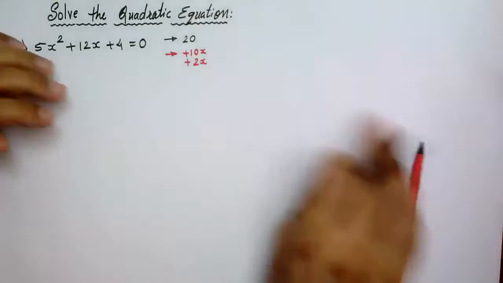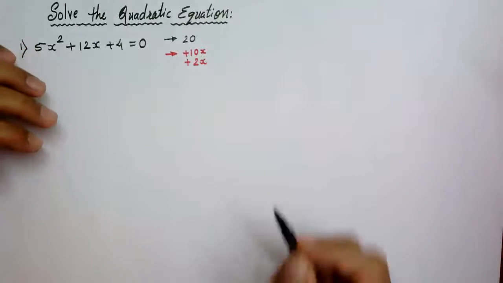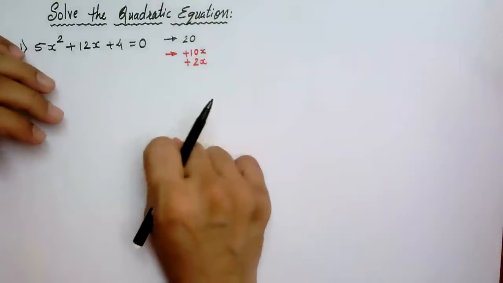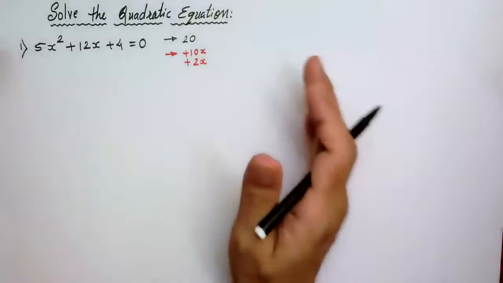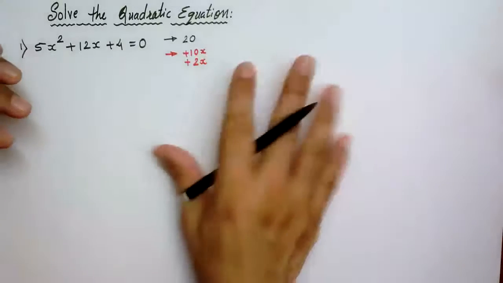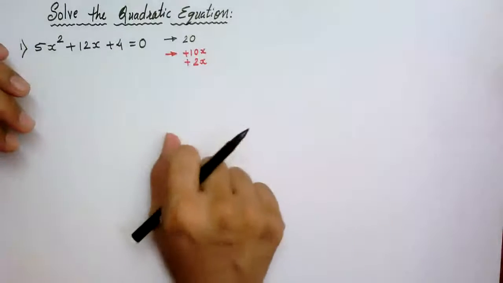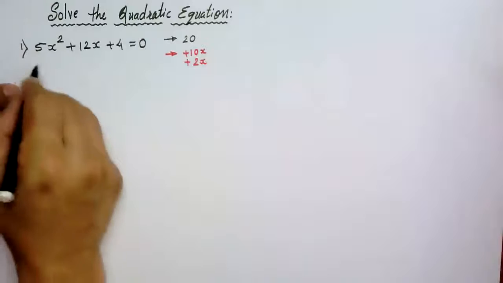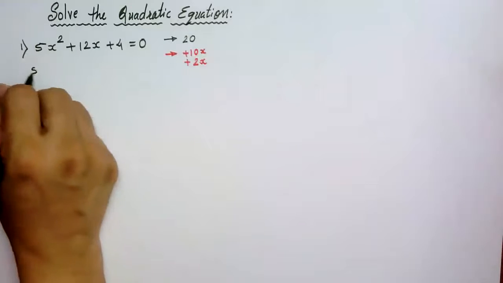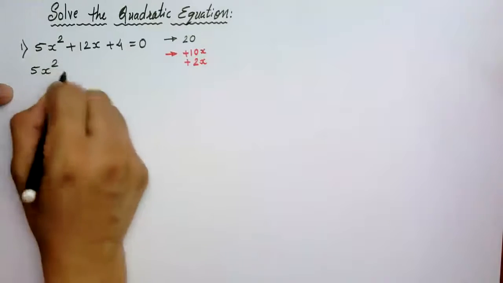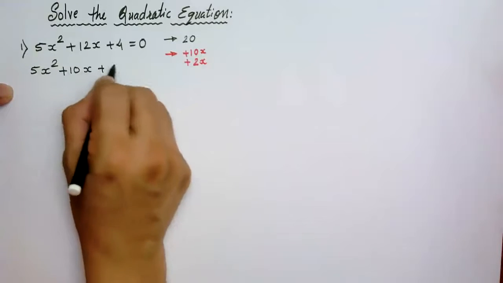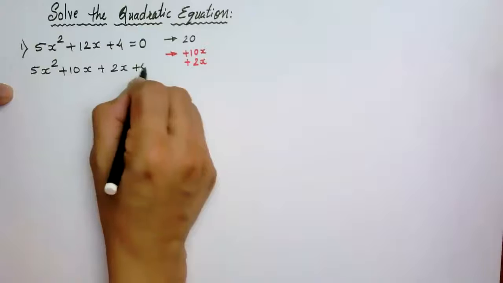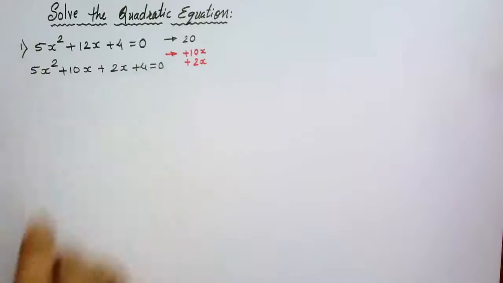See, this rule will be very new for you. If you want to understand this particular rule, whatever I have used now, for that purpose, you have to refer to my previous two videos. I will link those two videos over here. So 5x squared plus 10x plus 2x plus 4 is equal to 0.